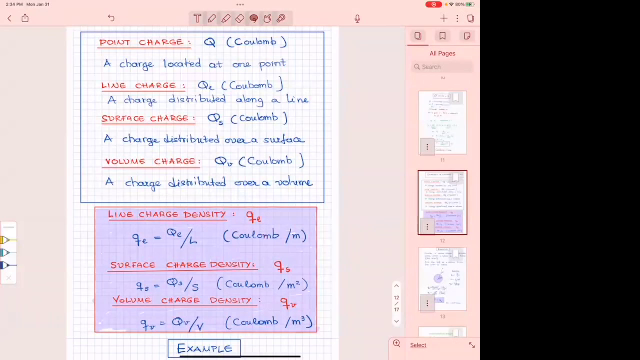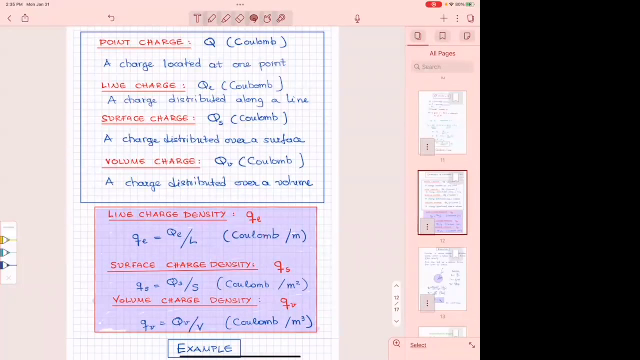Now we are going to talk about a line charge. So if the charge is not at a point but extends along a line, we call it a line charge. Remember that the line is infinitesimally thin. All right, so when you say line charge, it does not mean a strip. It does not mean a round shape with finite dimensions. It means a very thin, long line.